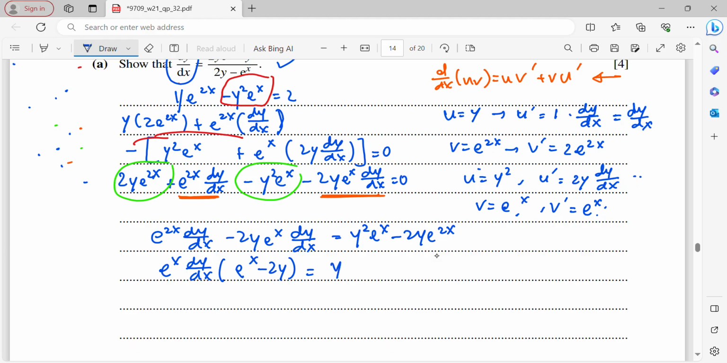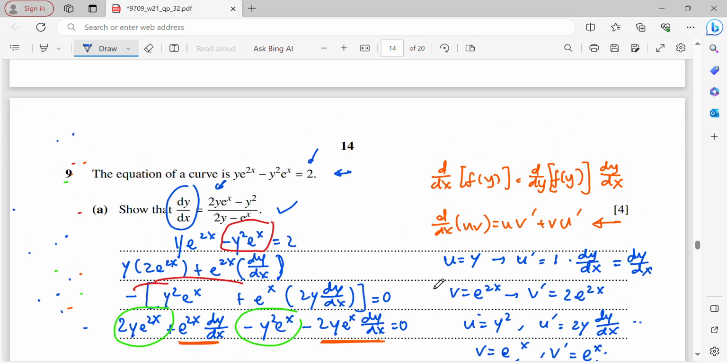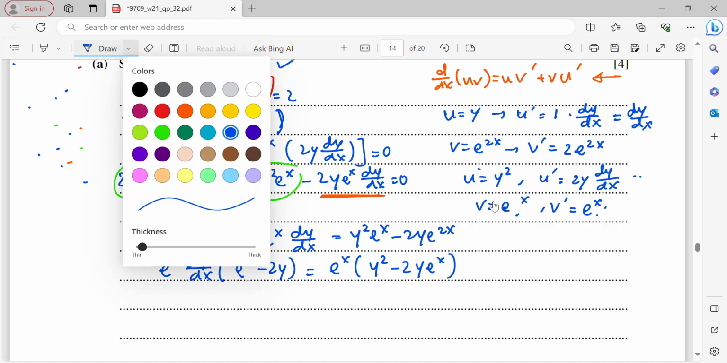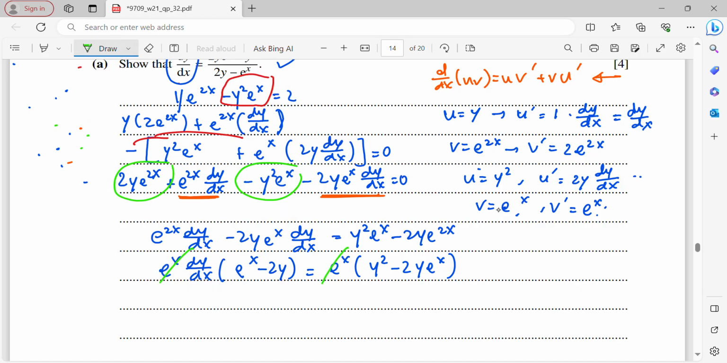And for the right hand side, the common will be y, or basically I do not need to factorize the y, because when you refer to the question, I need to get y squared over here, right? So therefore, I will just keep it in this form and factorize just the exponential. So I get y squared minus 2y e^x. Because you have e^2x, so when you factorize e^x, you still have e^x. So now the e^x can be cancelled off from both sides. Okay, then now my dy/dx will be y squared minus 2y e^x divided by e^x minus 2y.